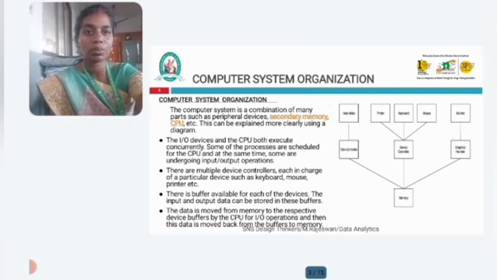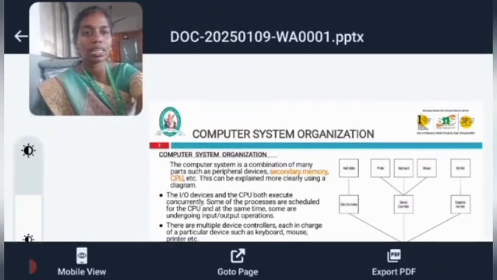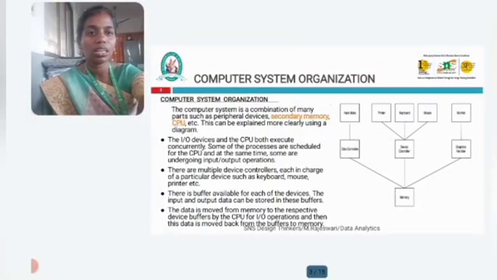Computer system organization is a combination of many parts such as peripheral devices. Peripheral devices are the input and output devices, secondary memory, the CPU, etc. So it is a combination of all these things. This can be explained more clearly using a diagram. In this diagram, all the components are depicted.